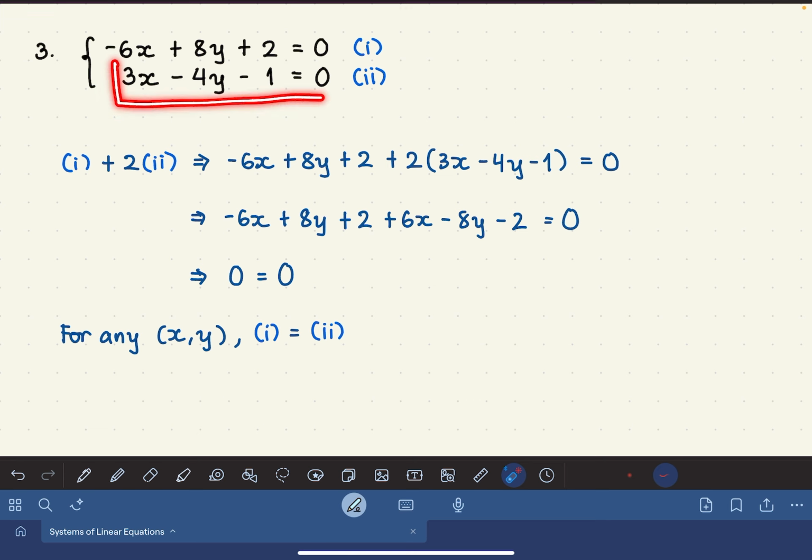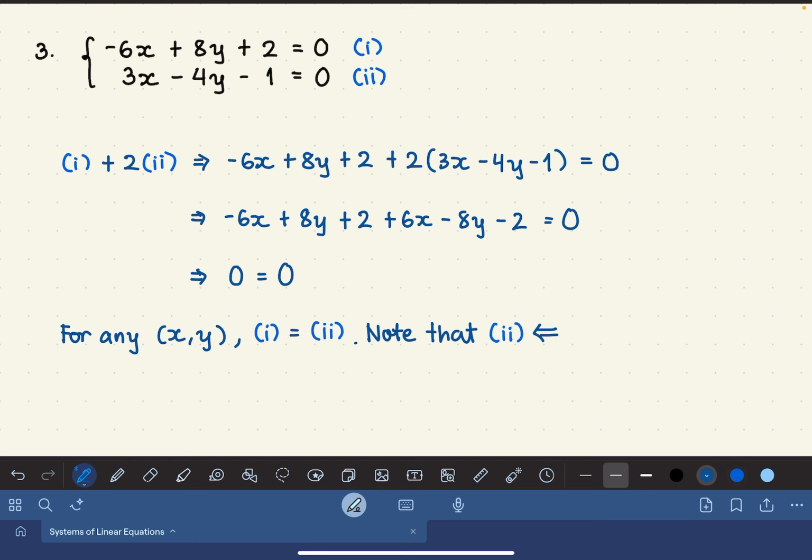So if you focus on this second equation, note that the second equation can be rewritten as y equal to (3x minus 1) all over 4.